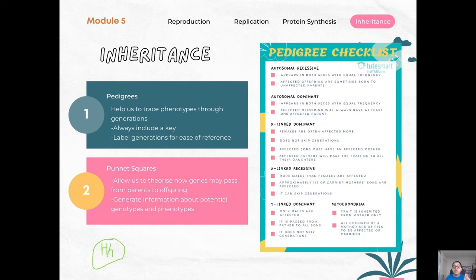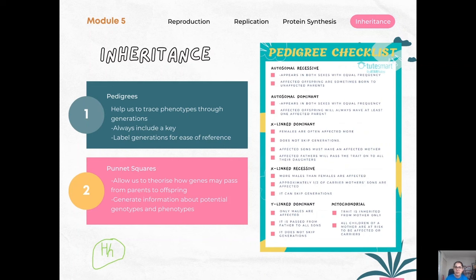Then X-linked recessive. With X-linked recessive, more males than females are affected. That's another key way to tell. And with X-linked recessive, approximately half of the carrier mother's sons are affected. That's another really obvious way to tell if it's X-linked recessive. So I would definitely jot these down, because these patterns are the best way to tell.